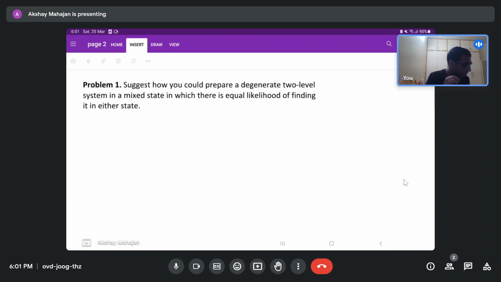In the first problem, problem 1 is: suggest how you could prepare a degenerate two-level system in a mixed state in which there is equal likelihood of finding it in either state. Okay, so this is our problem. We have to suggest how we can prepare a degenerate two-level system in a mixed state in which there is equal likelihood of finding it in either of the states.